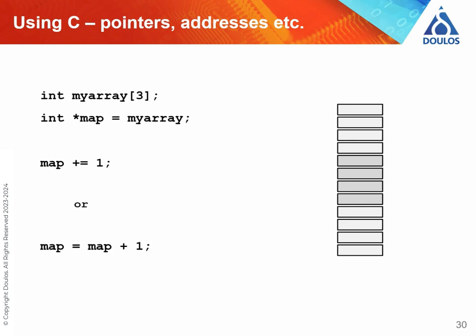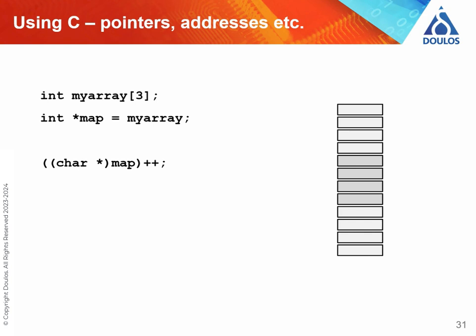Plus plus works, so too does plus equals, or even just map equals map plus 1. Okay, so pointer arithmetic is very easy to work with. Okay, so they'll all point to the same location. What if we actually wanted to point to the next byte though? So pointing to the next int in the array makes lots of sense, but sometimes we might actually want to process the memory byte by byte.